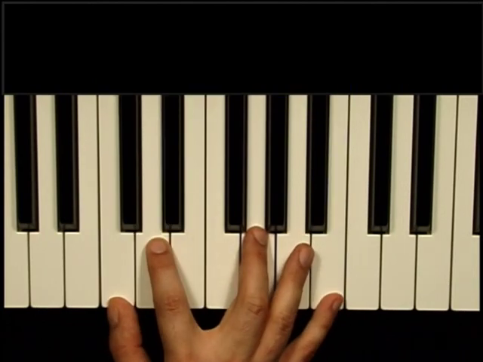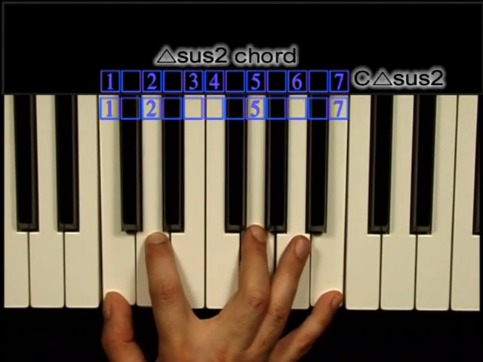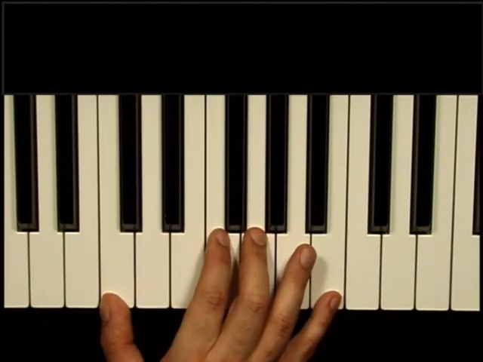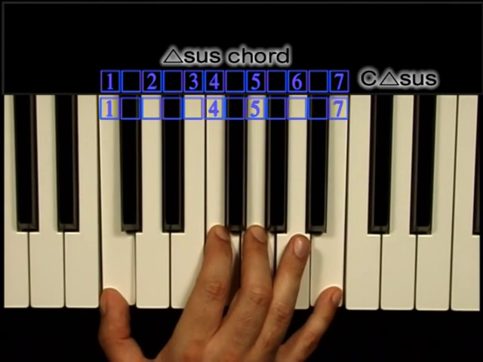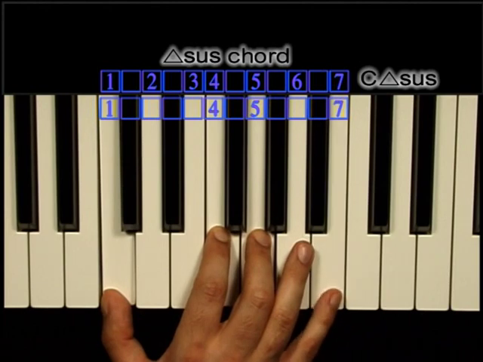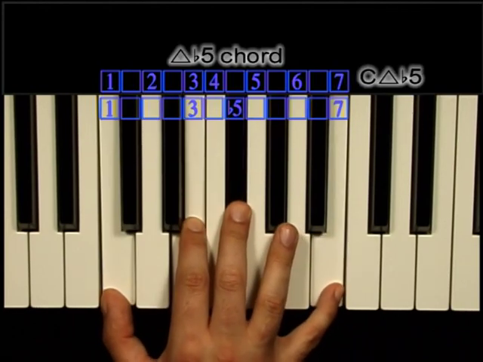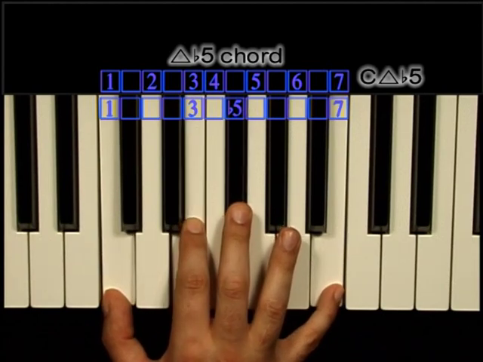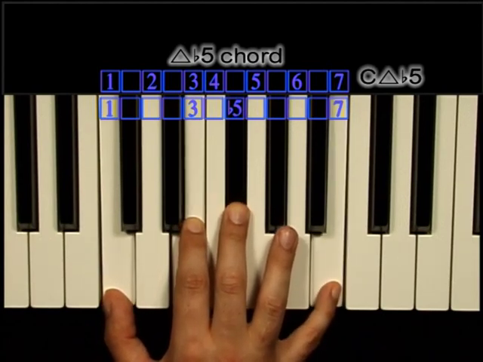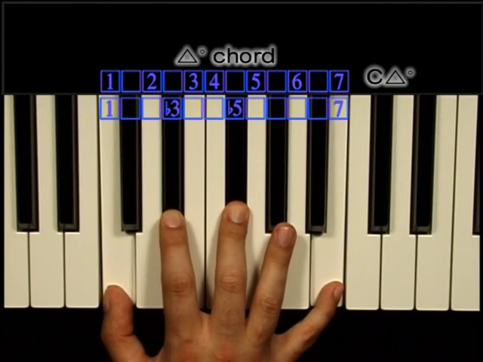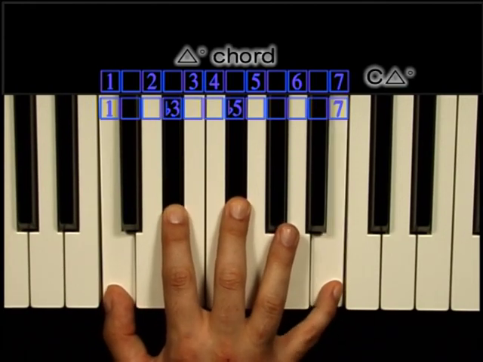Next is delta sus 2. 1, 2, 5, 7. Next is the delta sus. 1, 4, 5, 7. Next is the delta flat 5. 1, 3, flat 5, 7. Next is the delta diminished. 1, flat 3, flat 5, 7.